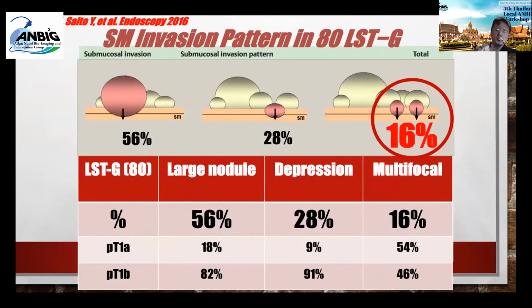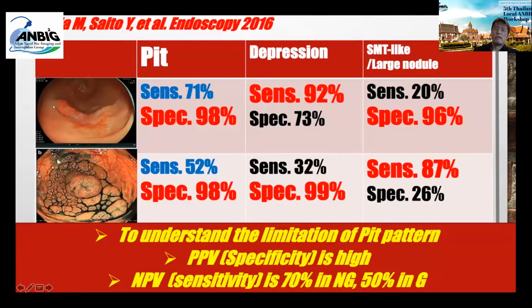But even for LST granular type, 16% of SM penetration could be multifocal, outside the large nodule or depressed component. So not only LST non-granular but also LST granular could be resected en bloc. And more importantly, pit pattern shows the highest diagnostic accuracy. However, the sensitivity of pit pattern for LST-NG was 71%, and the sensitivity for LST granular type was just 52% because of the protruded morphology. The specificity of pit pattern is really high, 98% for both lesions. So keep in mind to understand the limitation of pit pattern.